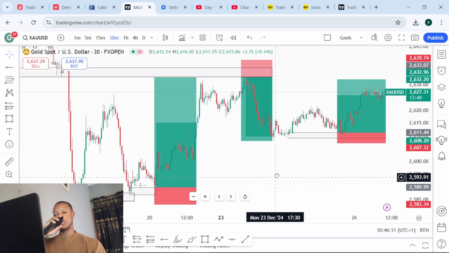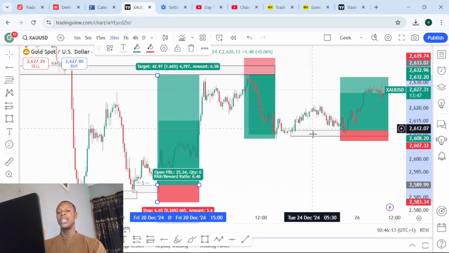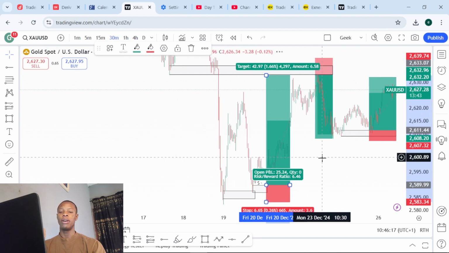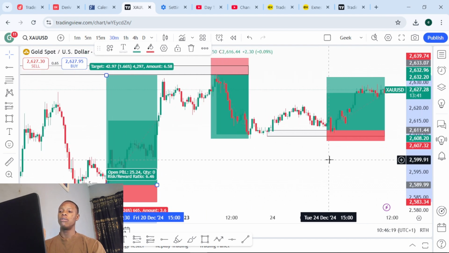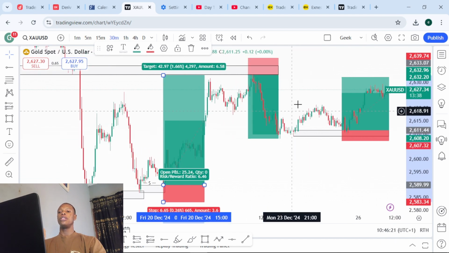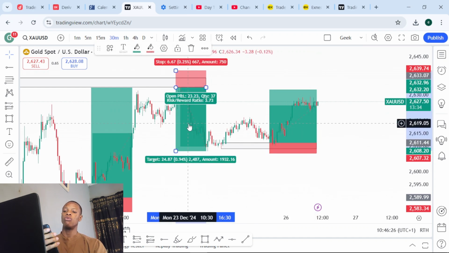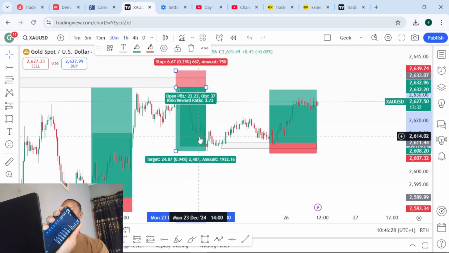Now, if you take a look at my screen, you're going to notice that I took about 3 trades on gold, and all 3 of those trades hit profit. Now, if you notice, this third one, the last one, is currently running a profit. And this sell I took right here was what made me about $100.